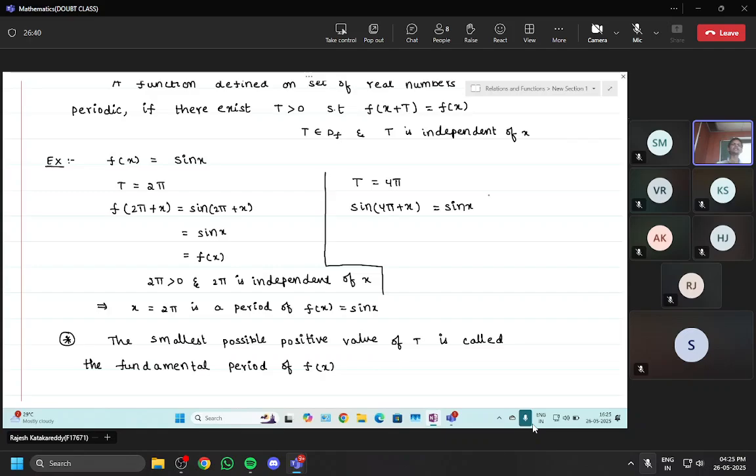In those infinitely many t values, we will consider the smallest possible positive value of t, that is known as the fundamental period of the function. Clear? Right? If that does not exist, we will say does not exist only. There are some functions for which it is not existing. Copy this.